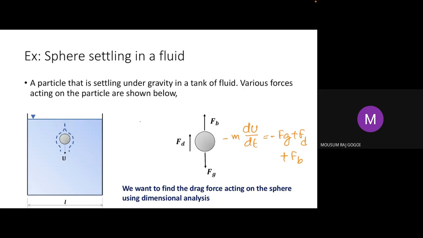We'll discuss this problem, a sphere settling in a fluid. Let's say there's a particle in the fluid which is settling under gravity in a tank of size L, and the sphere is moving at a velocity capital U. The various forces acting on this sphere we can see here. It is the gravity force, which is helping the sphere to settle down. Then the buoyancy force will act on the particle, and also there will be the drag force because of the fluid motion.